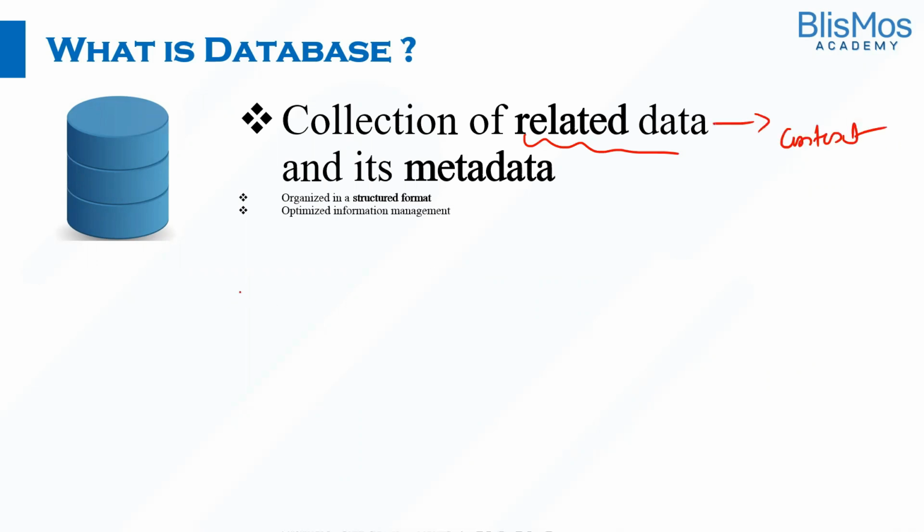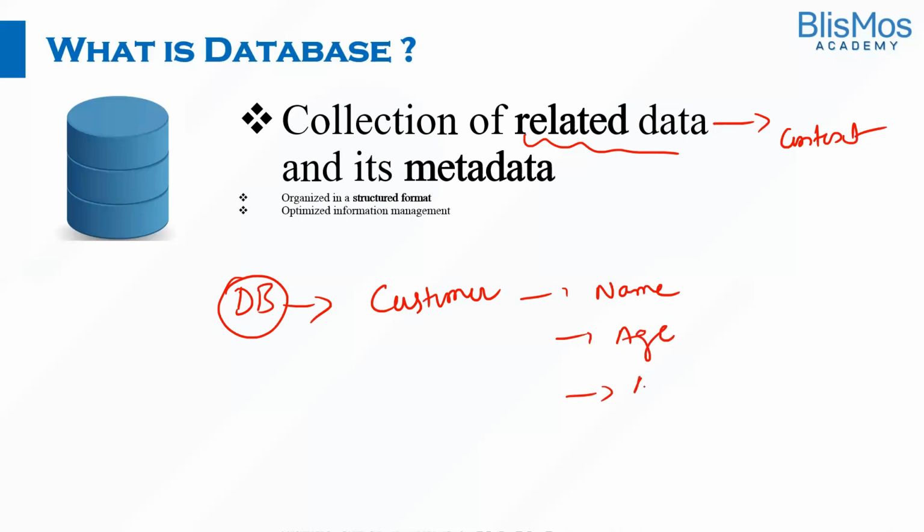Assume that you are trying to create a customer database. Now we've got to store all the relevant information related to the customer, like customer name, age, address, phone number, etc. So when we are trying to have a customer table in a database, we are not going to store any other data which is not related to customer. So it is a collection of the related data.